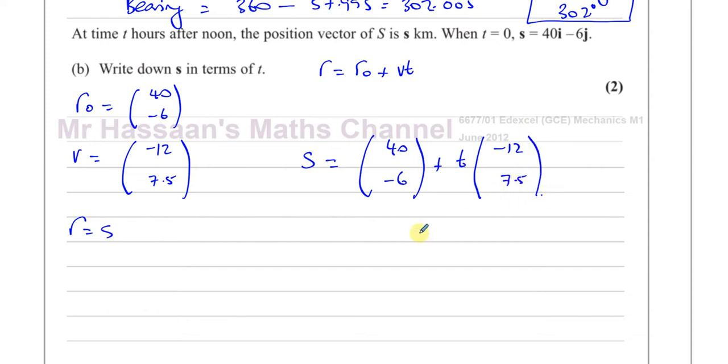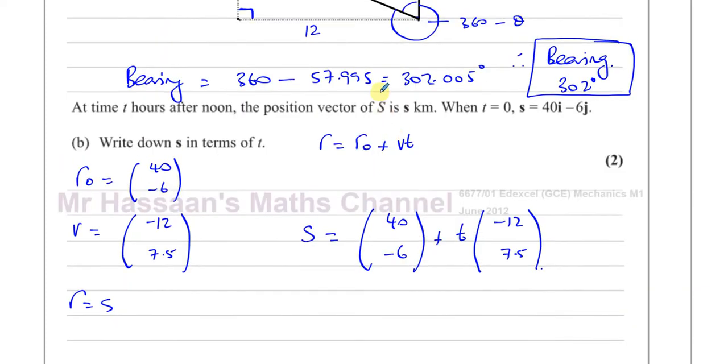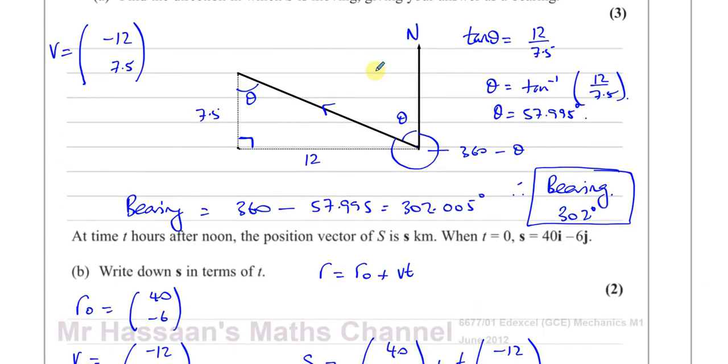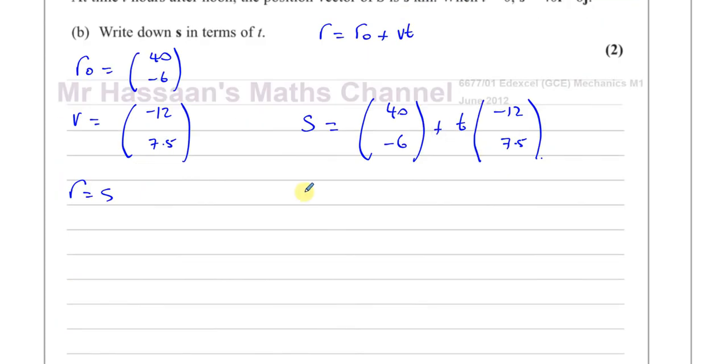So there's the answer in terms of column vectors, but because the question gave us things in terms of i and j, I guess it's better for us to write our answer in terms of i and j. So we can say s is equal to 40 minus 12t, okay, i, that's the i component, plus minus 6 plus 7.5t j.